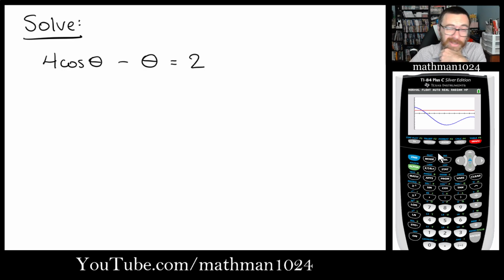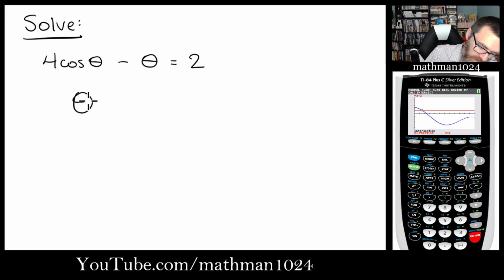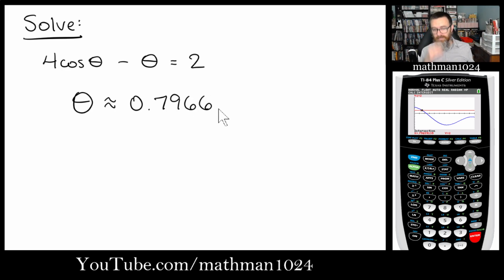Well, we know how to get there, right? So second, calculate 5 for the intersection. Graph number 1, graph number 2, that's fine for me. And it points us all the way back over here. So then our solution is approximately 0.7966.